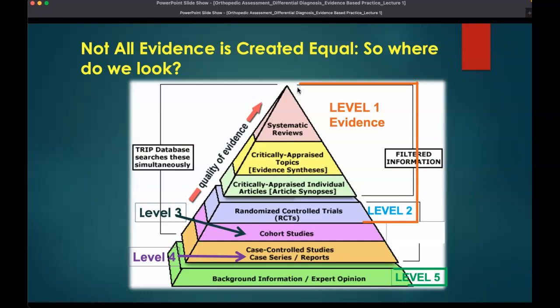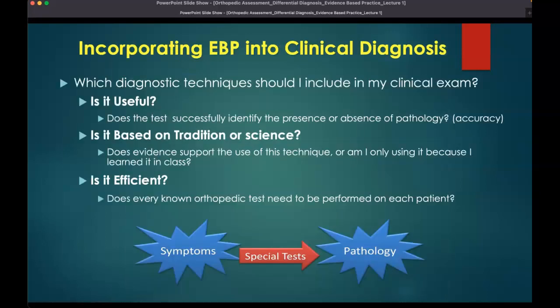So when we incorporate evidence-based practice into clinical diagnosis, I think this is where evidence-based practice has been really great for athletic training. It has reduced the number of special tests that we need to use in a patient evaluation.